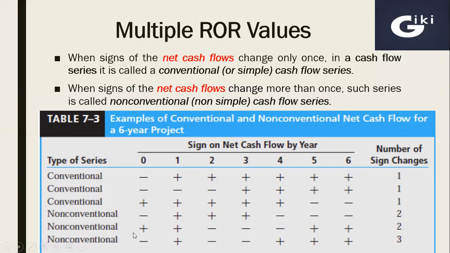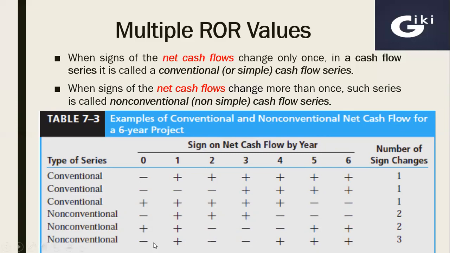So this is a non-conventional or non-simple cash flow series. Then in the fifth case, we have positive cash flows at time 0 and time 1, then negative from 2 to 4 and positive from 5 to 6. So the sign is being changed two times from 0 to 6 here. So this is again a non-simple cash flow series.